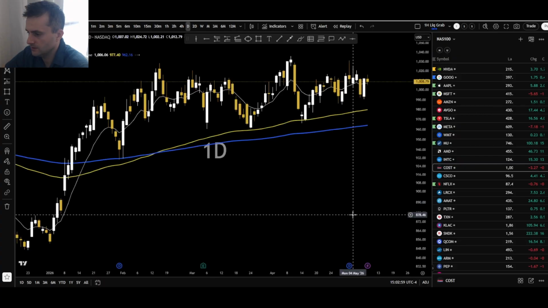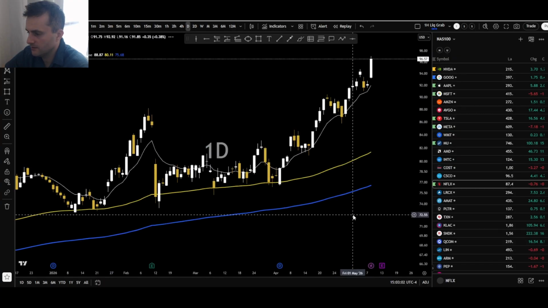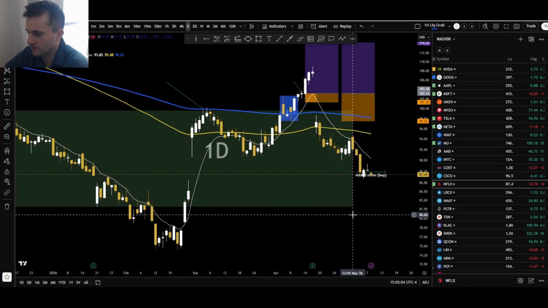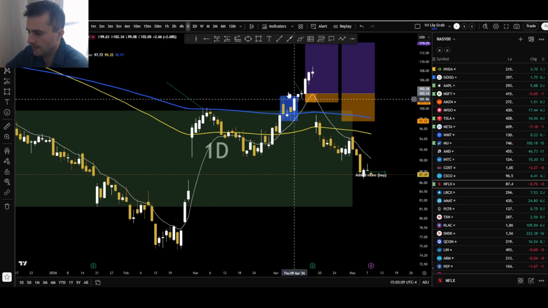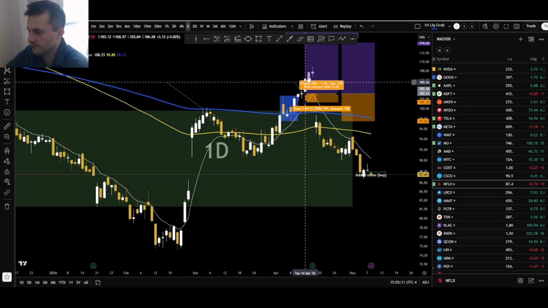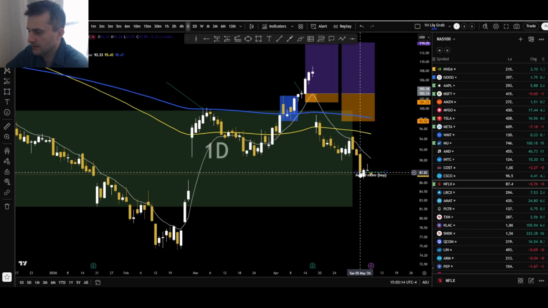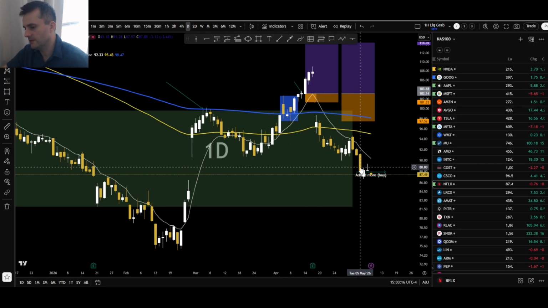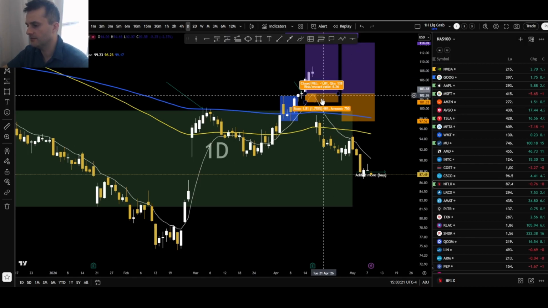You can see most of these are above the three different EMAs, so there was really no good pullback. This was a pullback. That's Netflix. You can see that the price came down significantly. Because I'm investing in Netflix long term, I had entered here. I'm definitely in a losing trade.